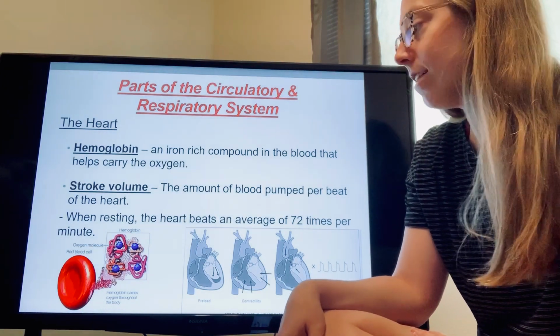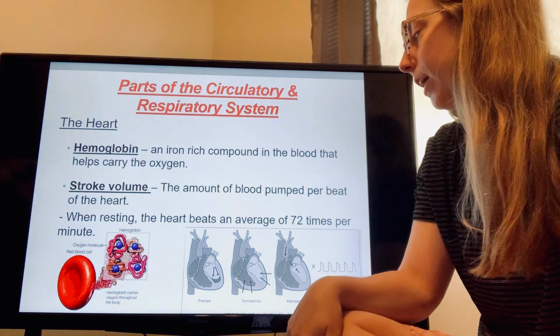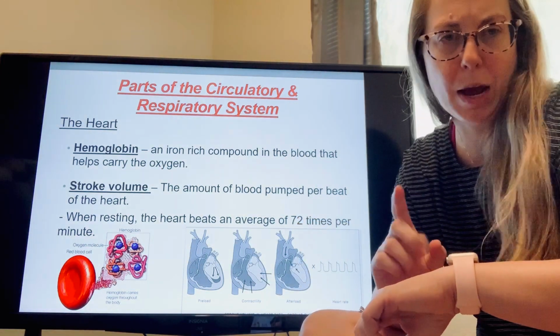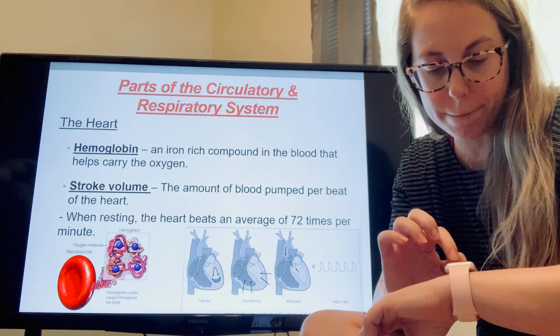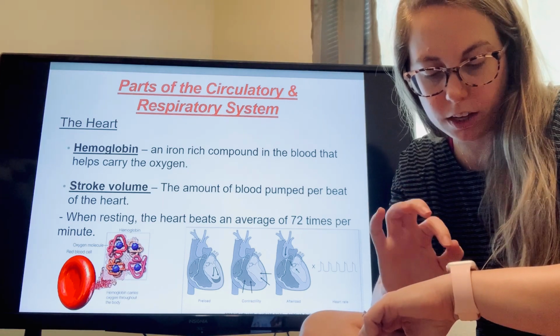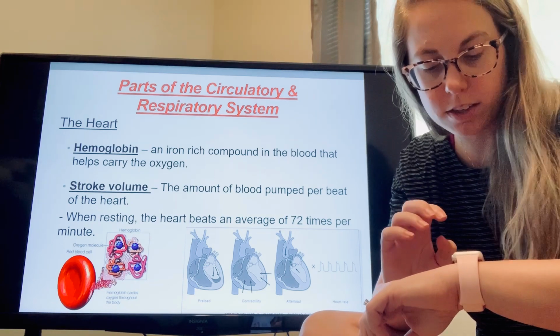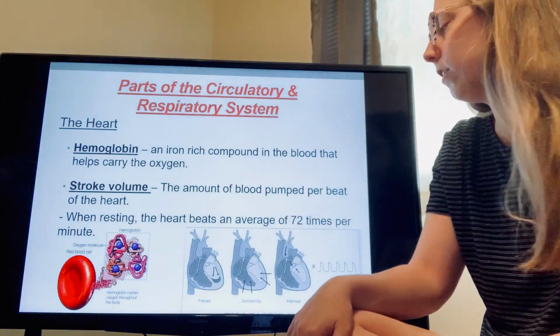So when you're at rest, so like right now I'm sitting down, I'm at rest, the heartbeat is on average about 72 beats per minute. So if you have an Apple Watch or a Fitbit or something and you want to look, if I go and look at mine, it's set to walking right now. So if we scroll up, my current resting heart rate is 68. So I'm right around that 72 range.